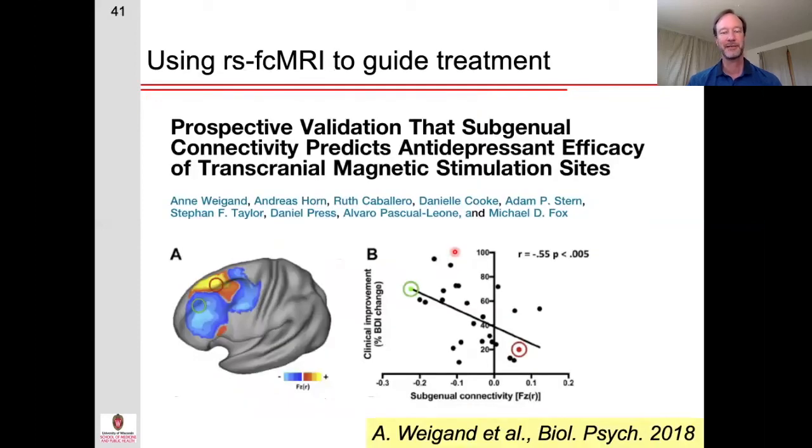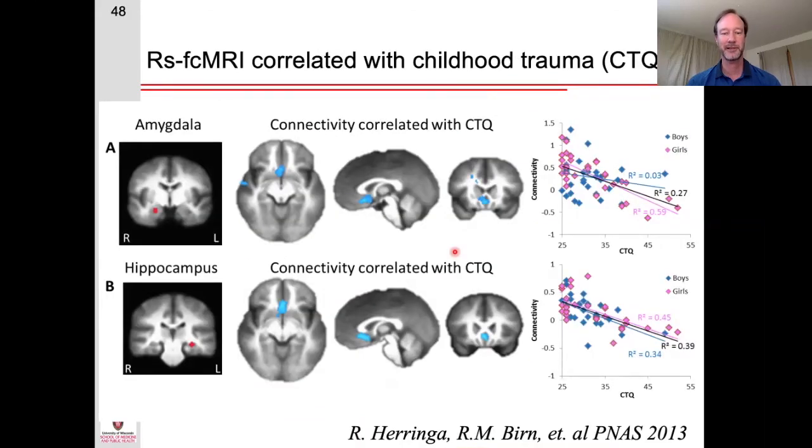There's also been evidence that resting state fMRI could be used to guide treatment strategies. For example, finding the best site for transcranial magnetic stimulation in order to help the antidepressant efficacy. And then also some research that I've been involved in, where we found that the resting state functional connectivity of the amygdala and the hippocampus with this prefrontal cortex region was correlated with the amount of childhood trauma as reported from the childhood trauma questionnaire.